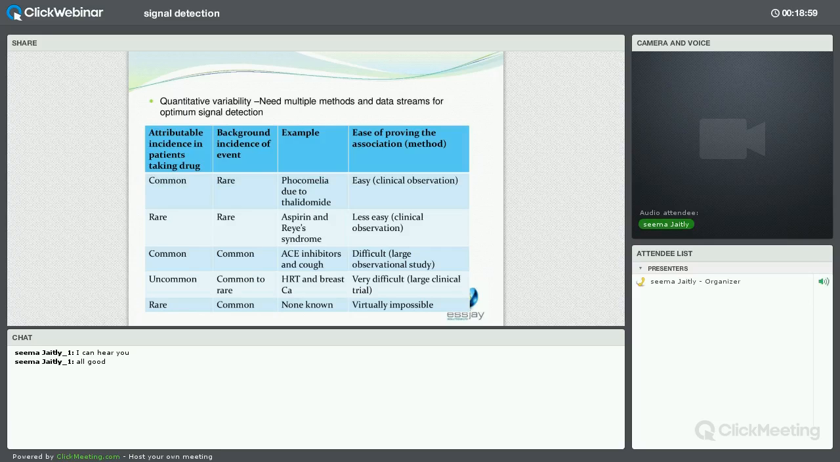And then if you have something that's uncommon in patients taking the drug, but common to rare in the background, you're going to need an even larger study to be able to pick that out. Here we've got an example of HRT in breast cancer. And then if you have something that's rare with the drug but common in the background, that's going to be almost impossible to pick out, and we don't actually have any examples of that. But I think you can see from here that depending on what type of alert you're seeing and the relationship to the product and the background rates, you are going to need lots of different mechanisms for being able to pick these things up.